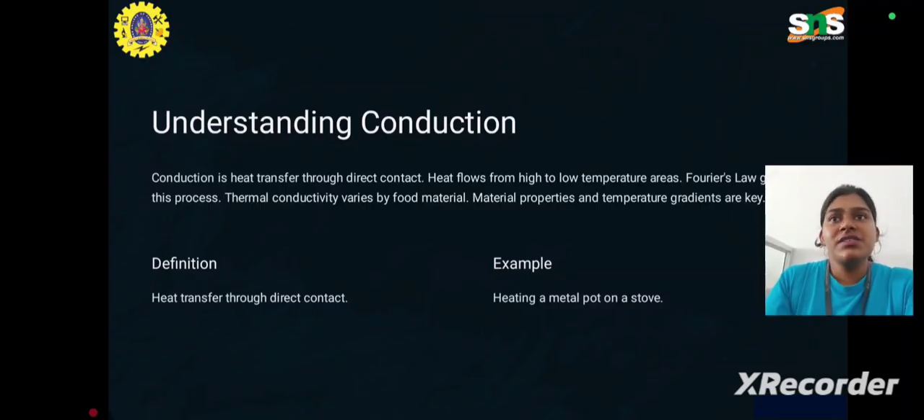So first of all, we shall understand about the conduction. So, conduction is the process of heat transfer through the direct contact between the materials. So, heat energy moves from the regions of higher temperature to the regions of lower temperature, enabling the transfer of thermal energy through a solid or between solids in contact. So, this mechanism is governed by Fourier's law, which relates the heat transfer rate to the temperature gradient and the thermal conductivity of the materials.